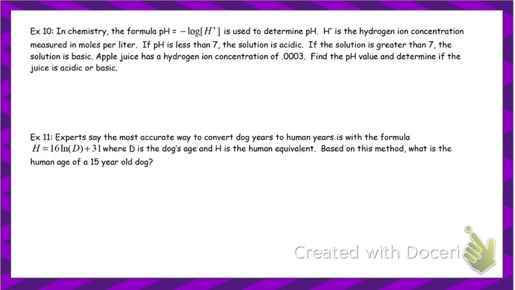So this tells you the hydrogen ion concentration of apple juice. So if I want to find the pH, I would just do negative log of 0.0003. This is a straight up calculator computation. Plug that in, you're going to get 3.523. But using that information, that can tell us, since it's less than 7, apple juice is acidic.